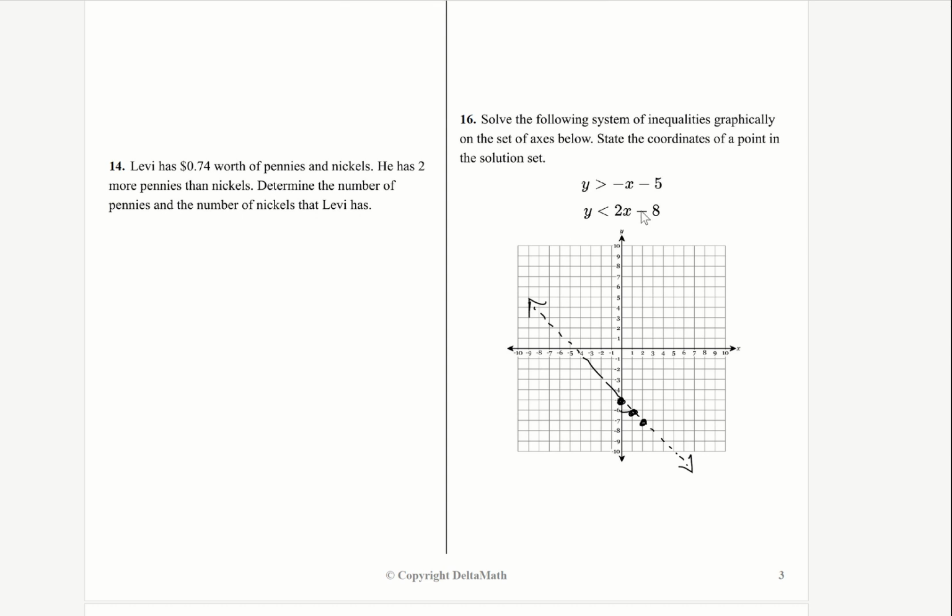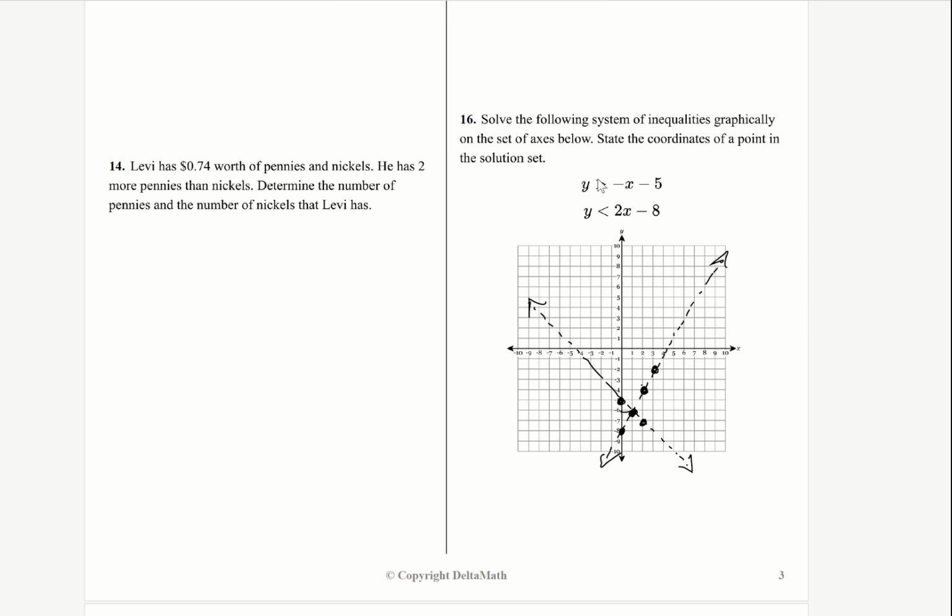The second one, my y-intercept is at -8. So that's my first point. And my slope is 2x, so I go up 2 over 1, up 2 over 1. And again, because y is less than and not less than or equal to, I'm going to do a dashed line.